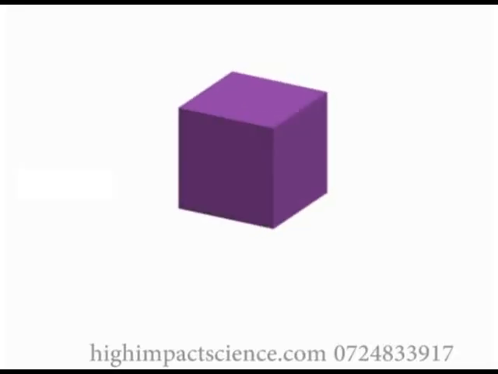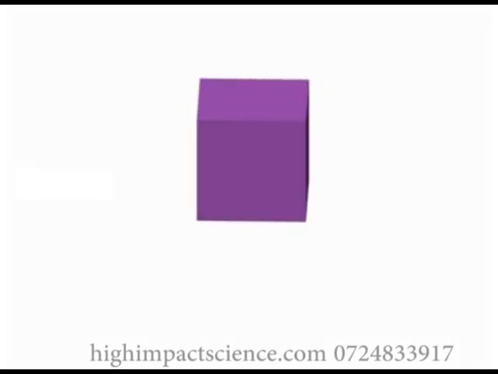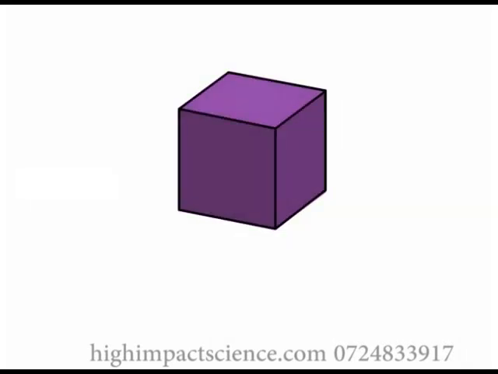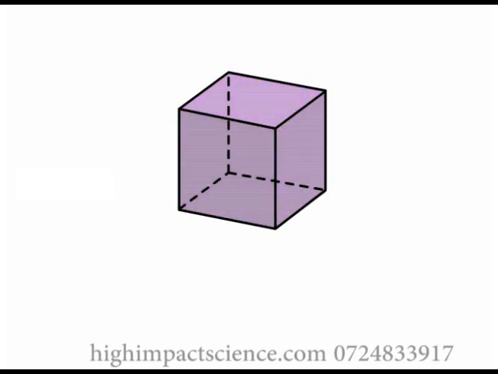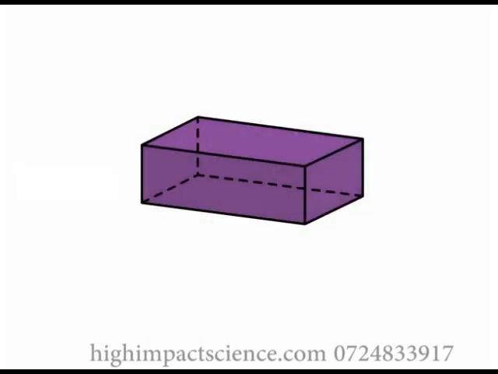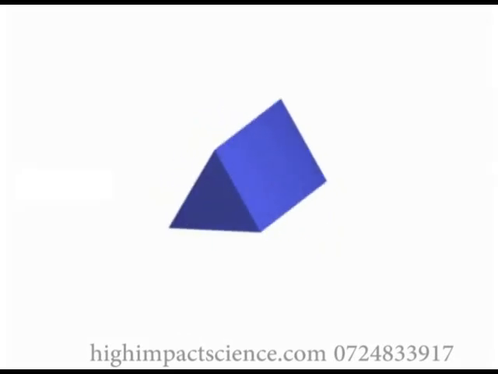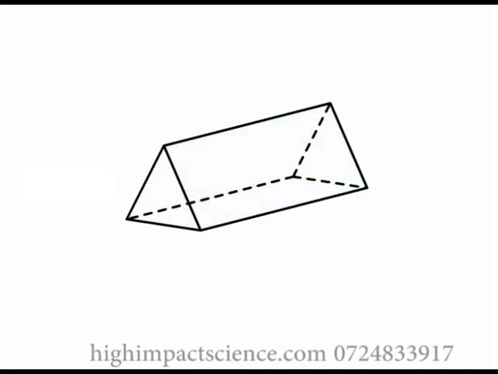When drawing 3-dimensional solids on a flat surface, the edges that are visible from the angle of view are drawn in continuous lines. The invisible edges are drawn in broken lines. In this cube, these edges are visible from this angle, and so the lines are continuous. Those behind are invisible and are therefore drawn in broken lines. The cuboid is similar to a cube, except that it has rectangular faces. A triangular prism will be drawn as shown on your screen.